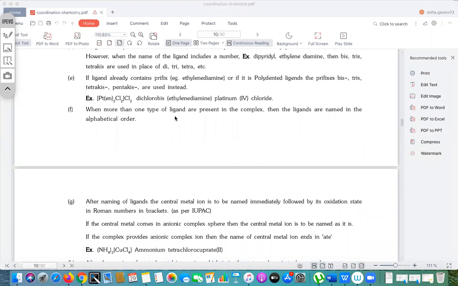If there is more than one type of ligand, you need to follow alphabetical sequence. After naming the ligands, the central metal ion is named, immediately followed by its oxidation state in Roman numerals in parentheses, as per IUPAC.